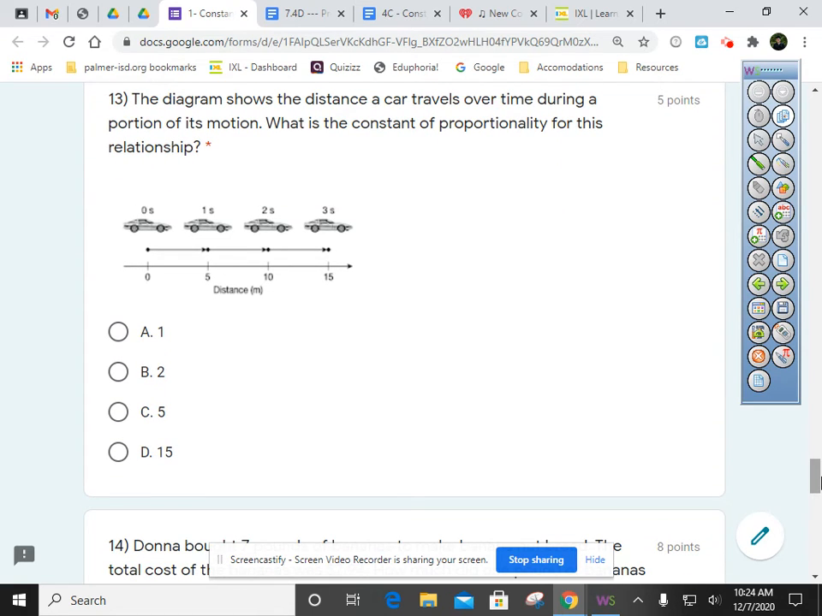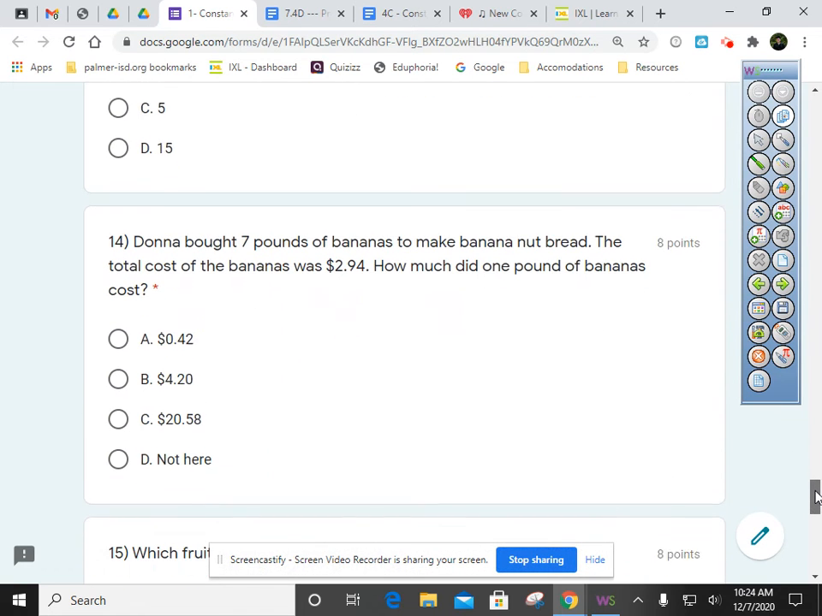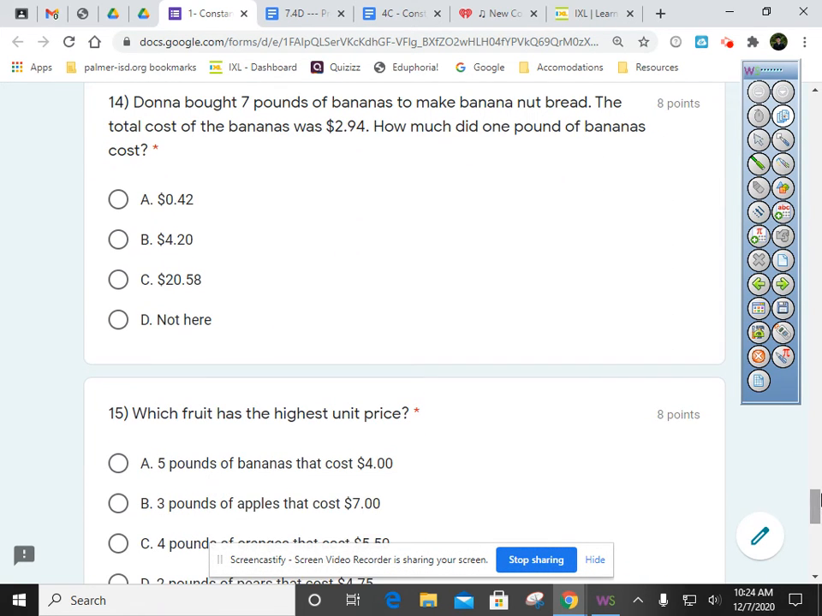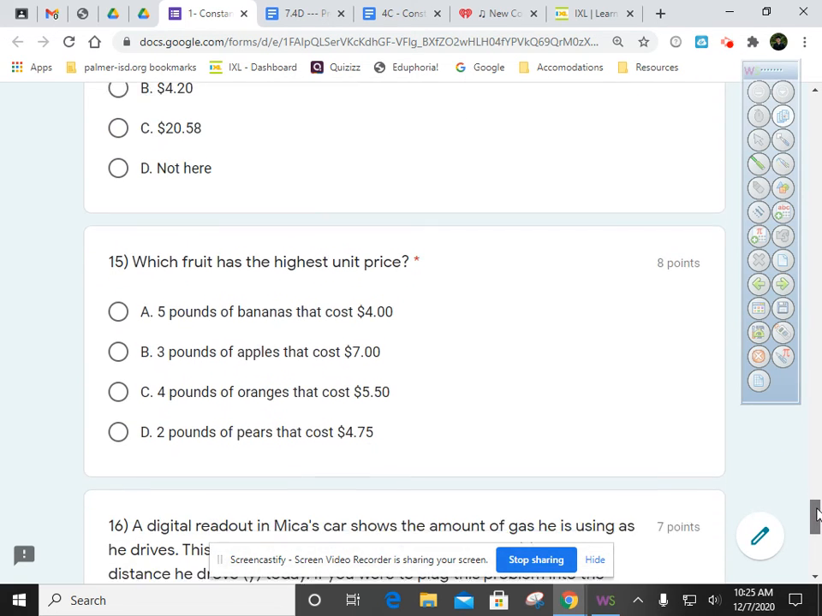Number 13. The diagram shows the distance a car travels over time during a portion of its motion. What is the constant of proportionality for this relationship? 1 second. Number 14. Donna bought 7 pounds of bananas to make banana nut bread. The total cost of the bananas was $2.94. How much did 1 pound of bananas cost? Write a proportion. 7 pounds, $2.94. What is it for 1 pound?